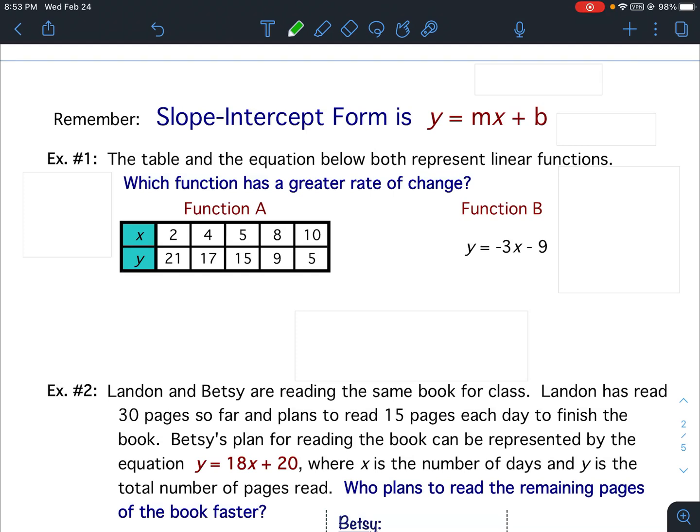Comparing functions, lesson 13 notes. Example number 1. Before we approach example number 1, let's talk about the slope-intercept form. We've talked about slope-intercept form. It's nothing new. Slope-intercept form is y equals mx plus b.